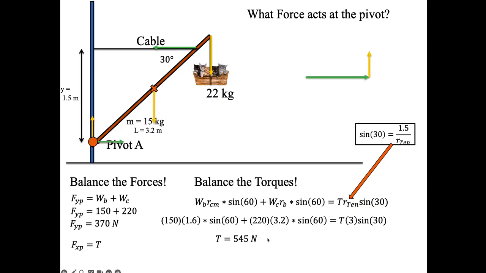Now I can make this little triangle of the forces at the pivot. I've got 545 newtons horizontally and 370 newtons vertically, right? And then I can find the resultant force, so use the Pythagorean theorem. There's 685 newtons of force acting at the pivot at an angle of 34.1 degrees. So that is the force at the pivot, and these are the components of that force.